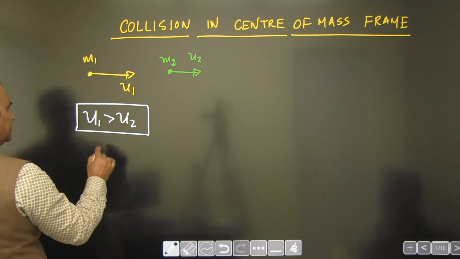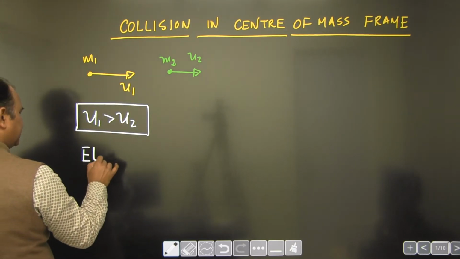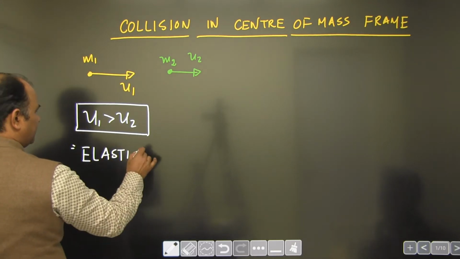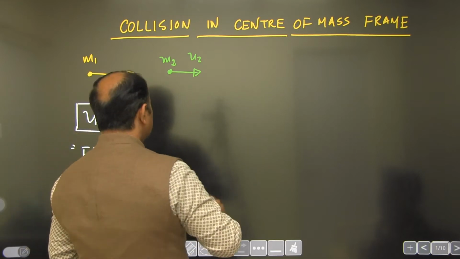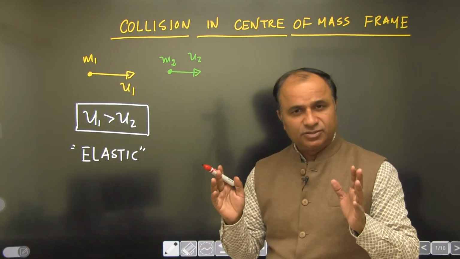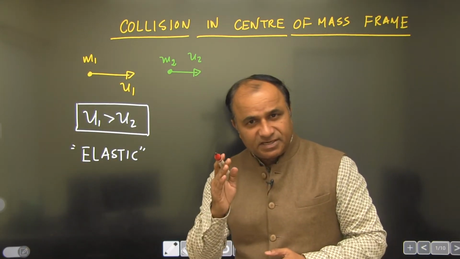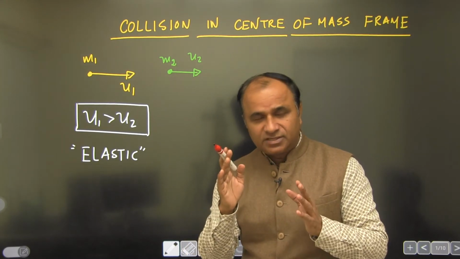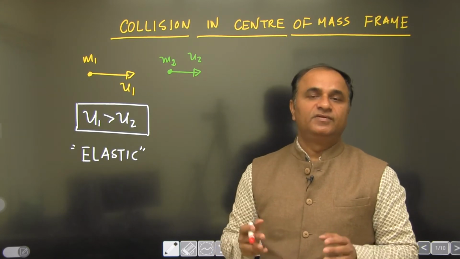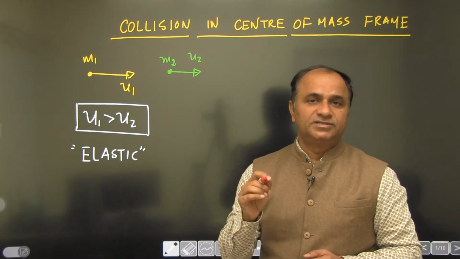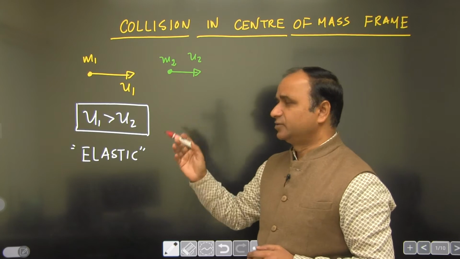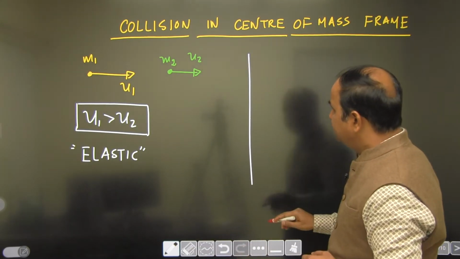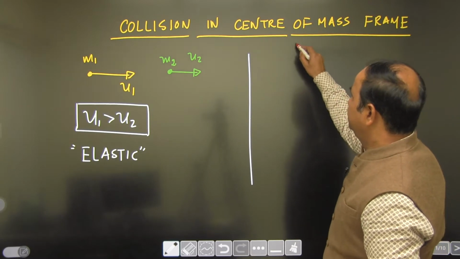Let's say collision is elastic. We are considering the collision is elastic. Now what happens? Let's see. So this is the condition of these two particles immediately before the collision. I am not saying that these velocities are before the collision. The velocities are immediately just before the collision. So these are the velocities. Now let's see what happens immediately after the collision, just after the collision.